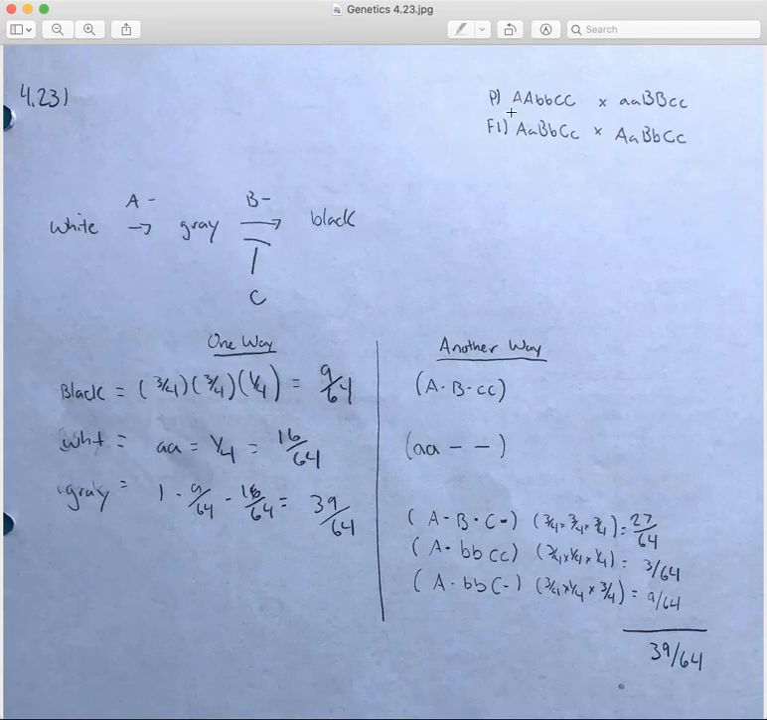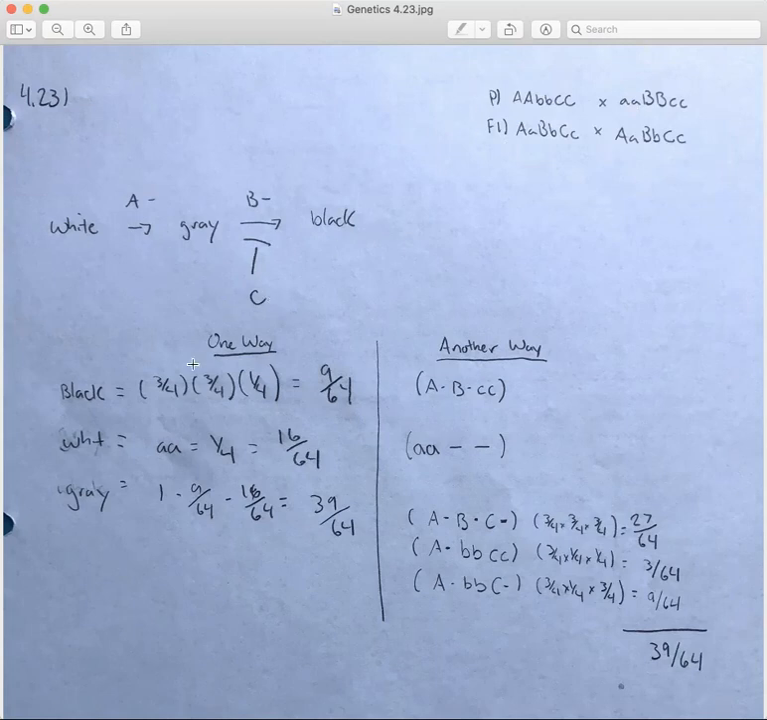You have the same mating. You have a, big A, little b, big C, mating with little a, big B, little c. In the F1s, you get a trihybrid, right? And the trihybrids cross with each other. So here, this is the setup cross.